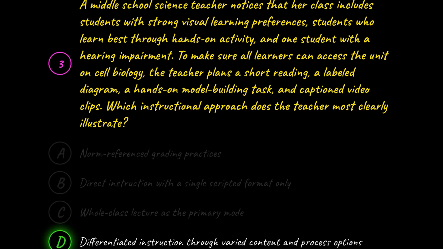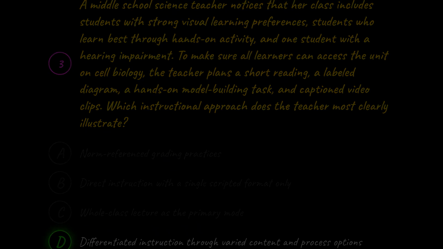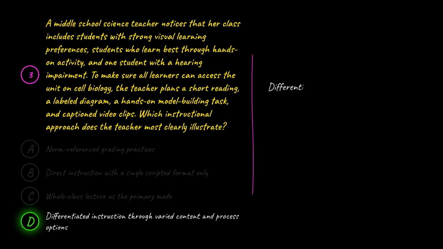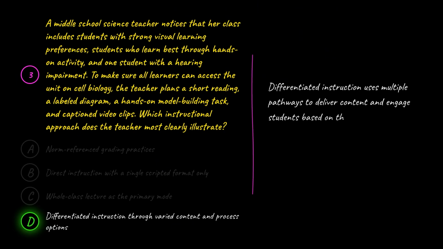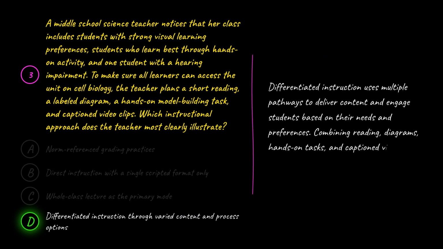The correct answer is D. Differentiated instruction through varied content and process options. D is correct because differentiated instruction uses multiple pathways to deliver content and engage students based on their needs and preferences. Combining reading, diagrams, hands-on tasks, and captioned video is the precise pattern the approach describes.